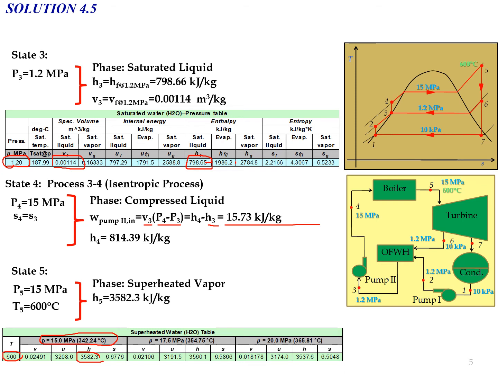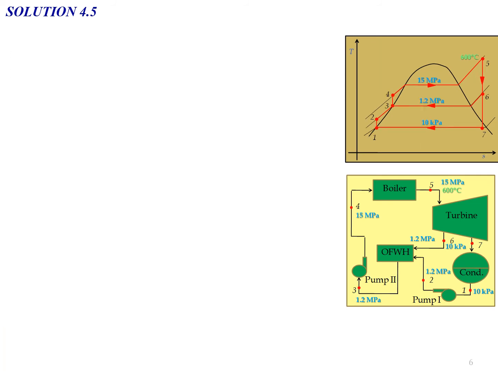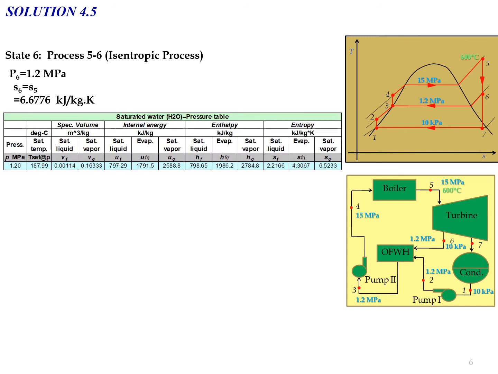so we can know the values of v, h, and also entropy. So here h5 is equal to 3582.3 kilojoule per kg, and s at state 5 is equal to 6.6776 kilojoule per kg dot Kelvin. Now we move to state 6, which is the isentropic process of 5 to 6. P6 is equal to 1.2 megapascal, and s6 is equal to s5, which is 6.6776 kilojoule per kg dot Kelvin.